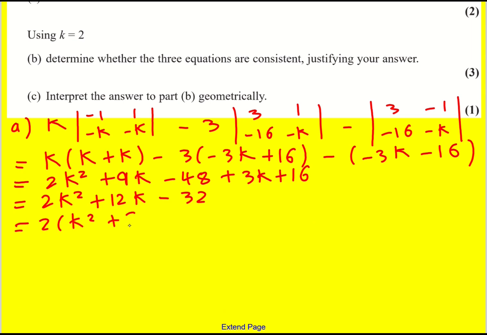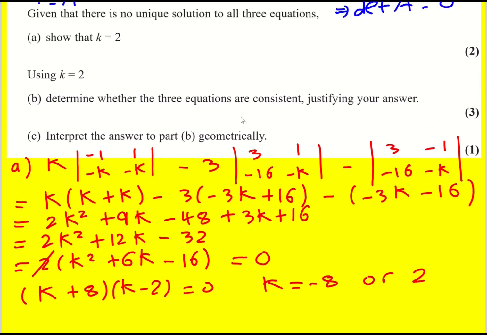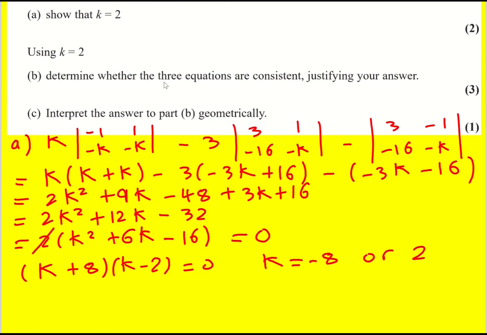Factorize out the 2. Remember, I'm setting this equal to 0 in a minute, so I can ignore the 2. I can divide by the 2 and factorize the rest. k plus 8, k minus 2 is equal to 0. So k is going to equal minus 8 or 2. Now remember, we're told at the start that k is a positive constant. That's the only reason I'm rejecting this one. And therefore k is equal to 2.